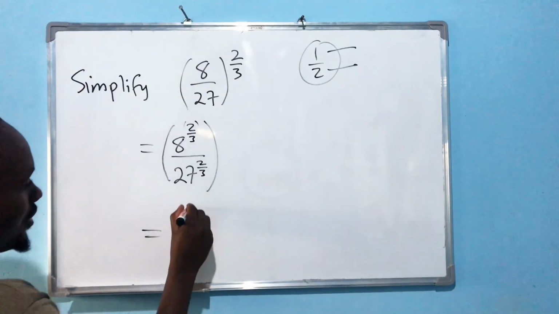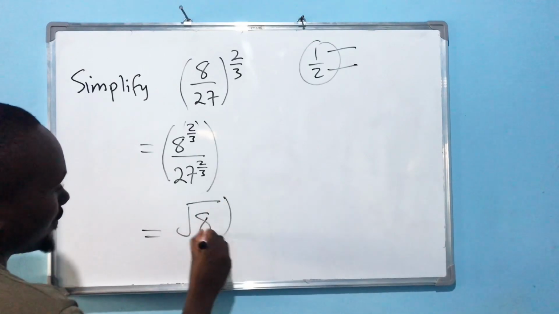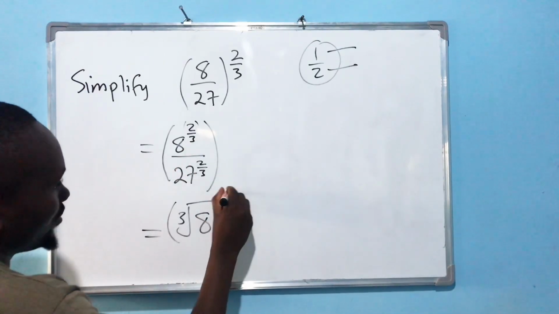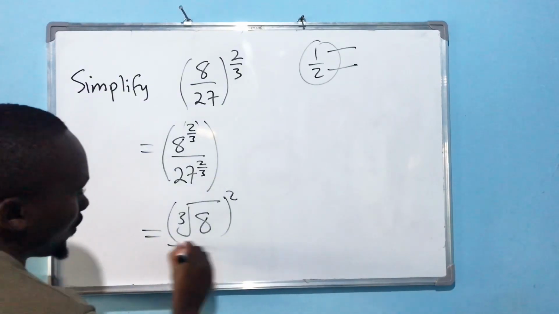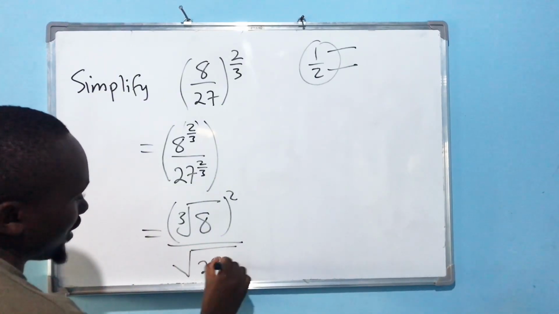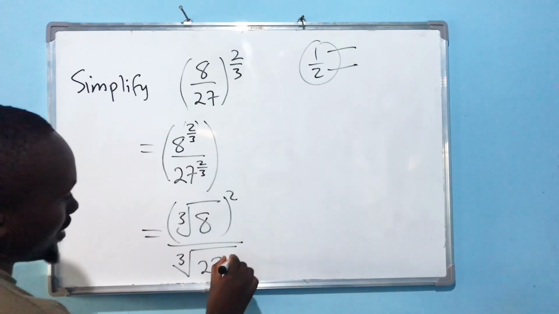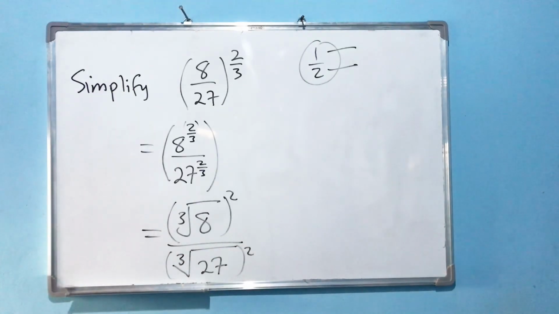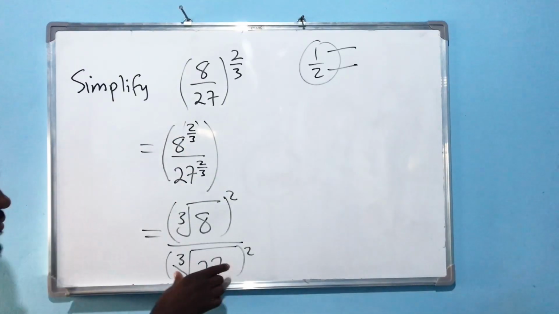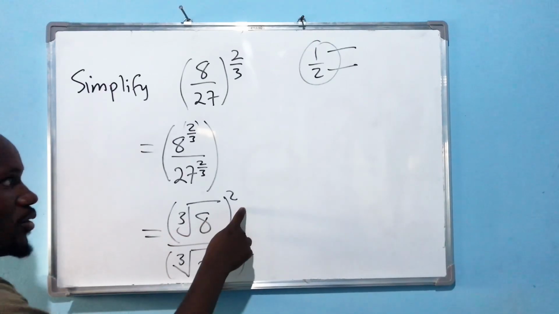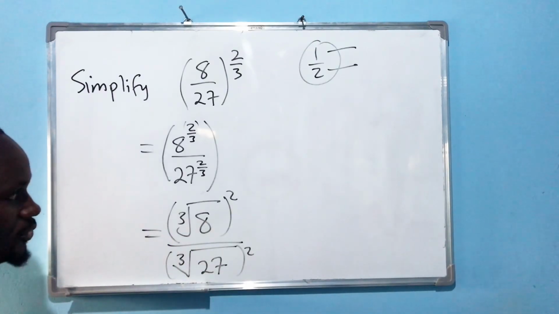So the root would be, we have 8, and here we have a 3 because that's the root, and then it would be raised to the power of 2. Over it, we'll have the root down as well, 27 with the 3 there, and the power will be 2. Like I said, the number on top is basically the power. So we're going to raise whatever we get here to the power of 2, whatever we get here to the power of 2. That is basically what you need to do.